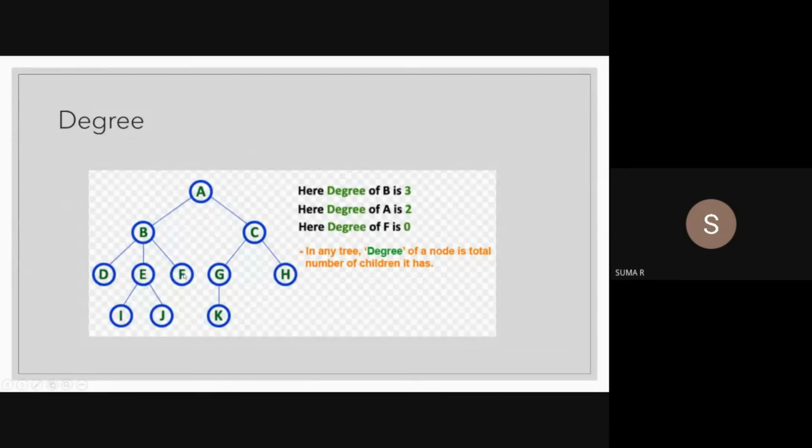The degree of G is 1. The degree of H is 0. So among these, the highest degree is the degree of B, which is 3. Hence, the degree of the tree is 3.